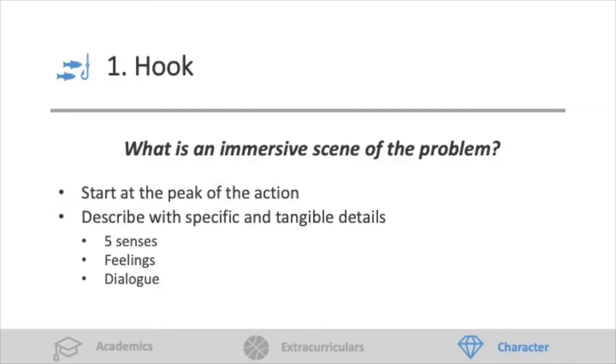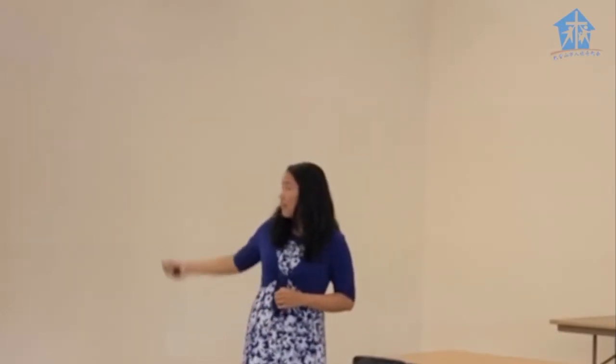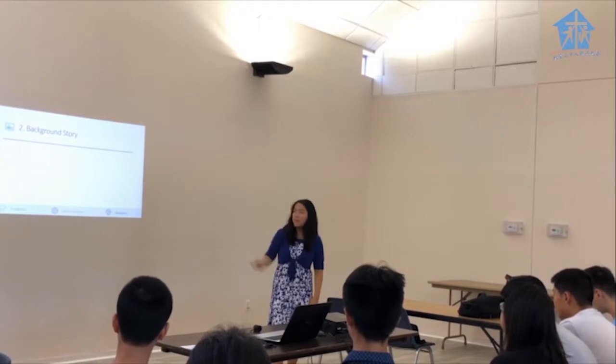Five senses, okay. Generally you won't really be touching things. You want to make it as visual as possible and as tangible as possible, because this is really what grabs your reader and starts your story. So now that you've gotten the reader hooked, you're going to provide background, right?